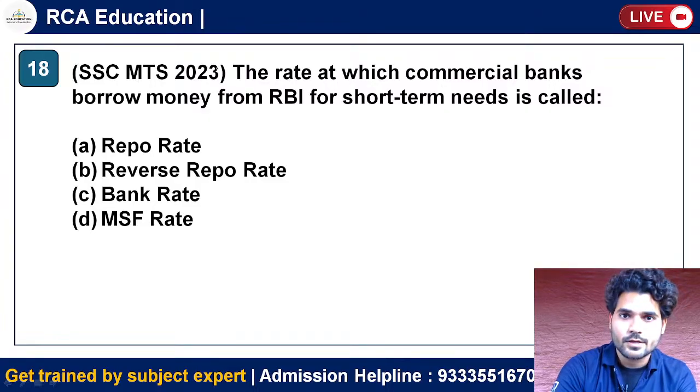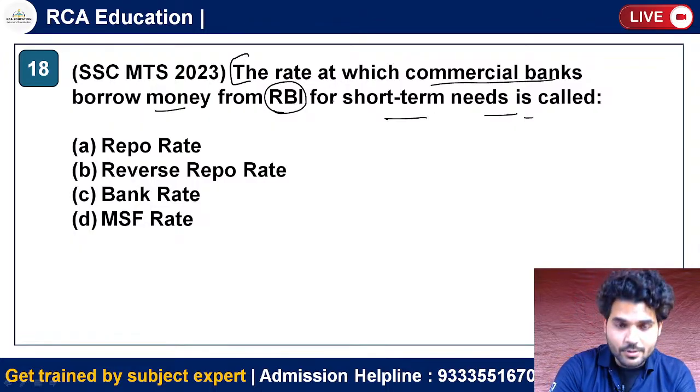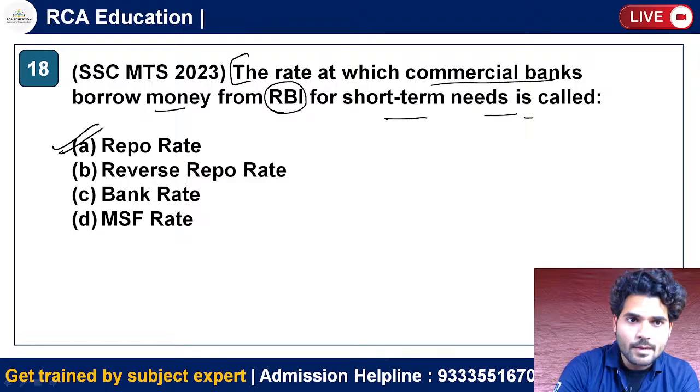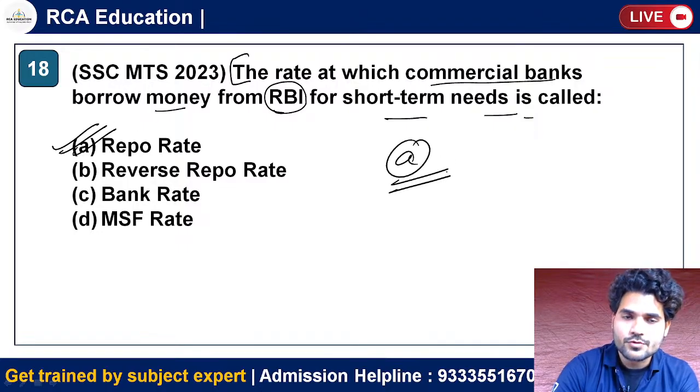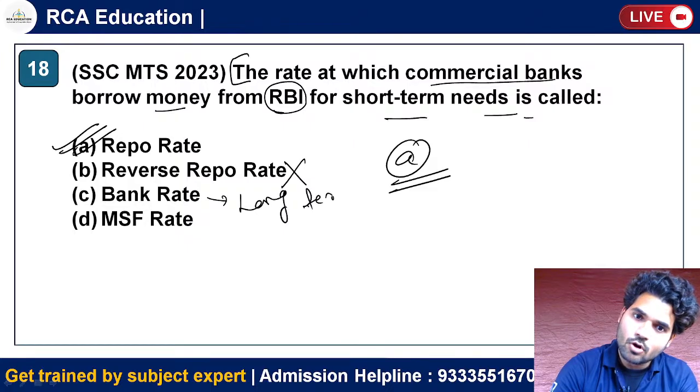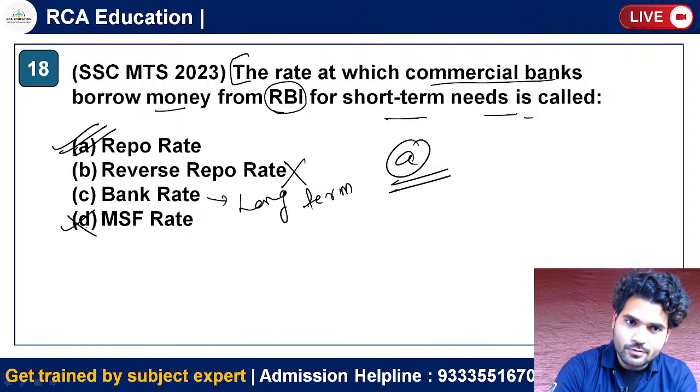SSC MTS 2023. The rate at which commercial banks borrow money from RBI for short-term needs is the repo rate. Correct option is A, repo rate. What is the reverse repo rate? When RBI takes money from commercial banks, it is called the reverse repo rate. Bank rate is for the long term, not short term. MSF is the marginal standing facility, so that is not the option. The correct answer is option number A.